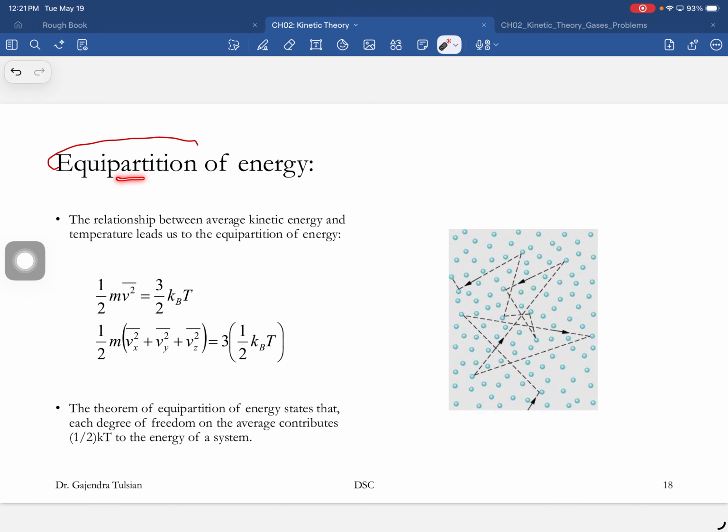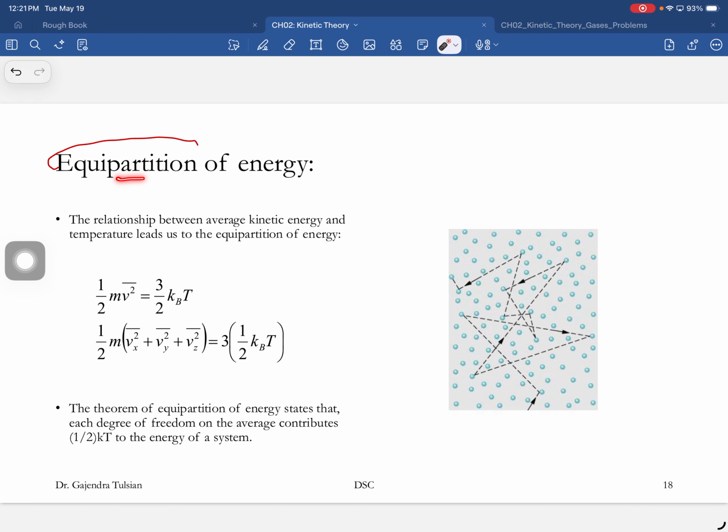Let's say we have a gas in this room. What kind of molecules are there? Nitrogen and oxygen. They're diatomic. Here's one nitrogen molecule. So what kind of freedoms does it have? How many degrees of freedom does it have?